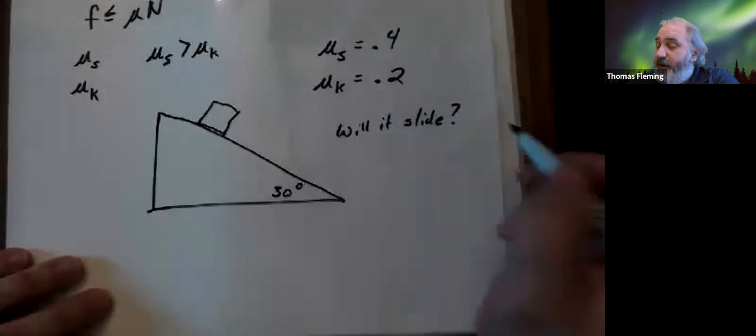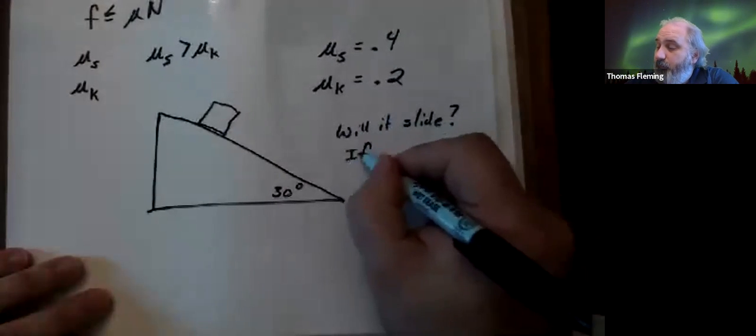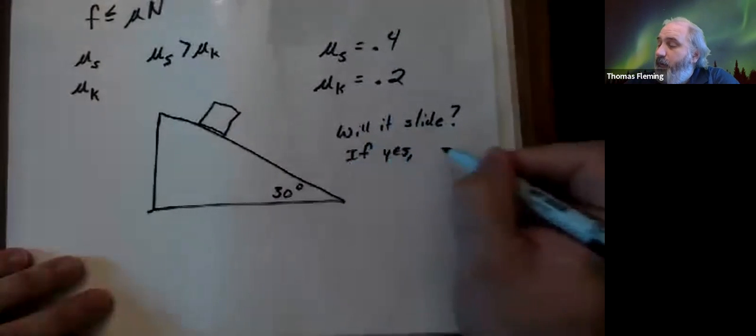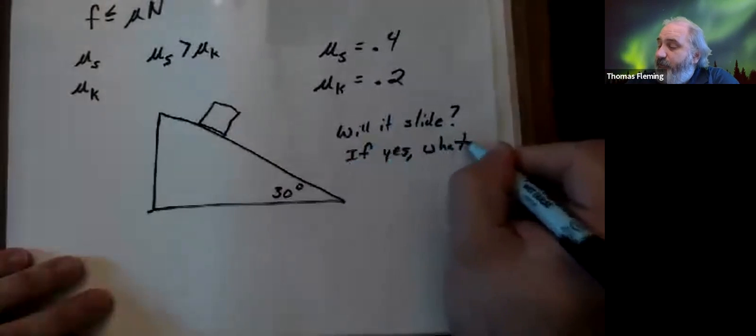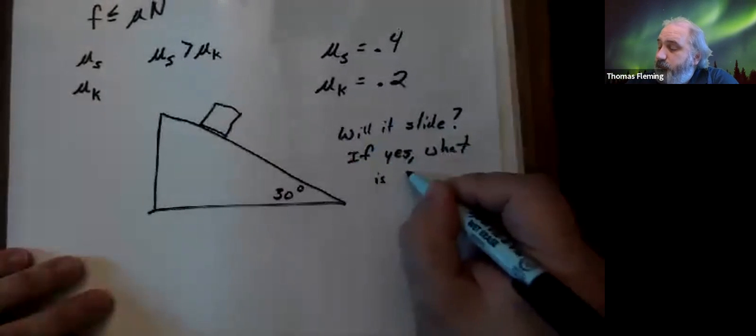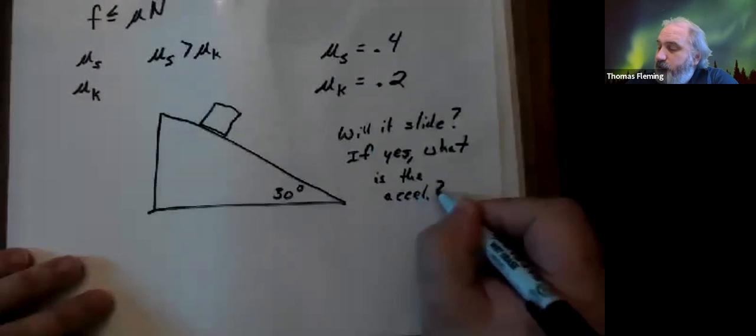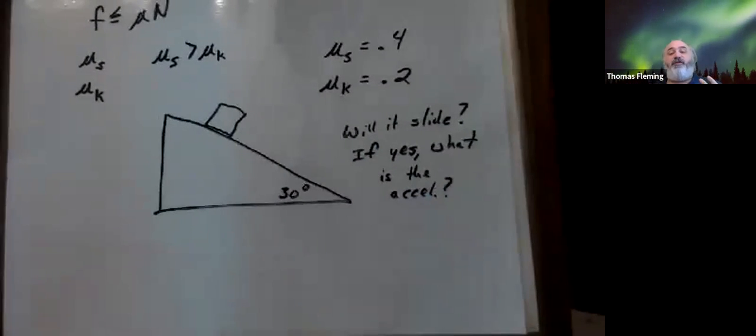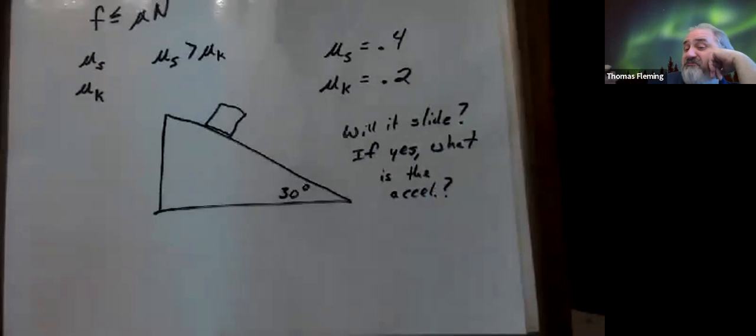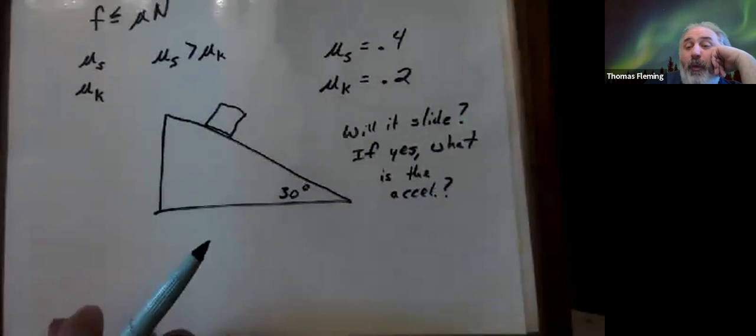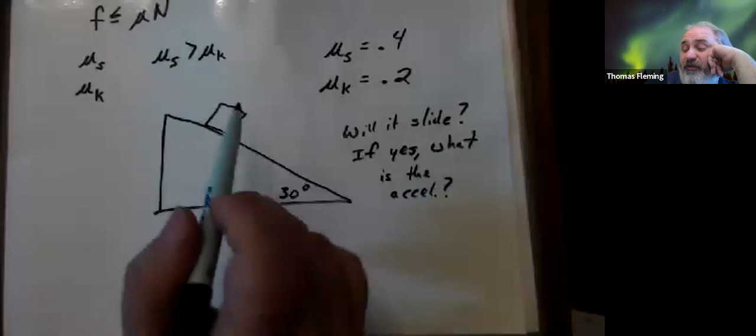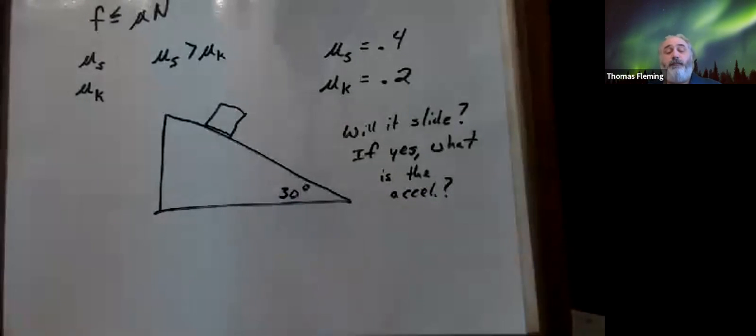If it does slide, what acceleration is it going to have? All right. So those are the questions that I want to answer about this. And this is the only information I'm going to give you. I got a box, I got a ramp. That's all we know. Turns out that's going to be the only thing we're going to end up needing.